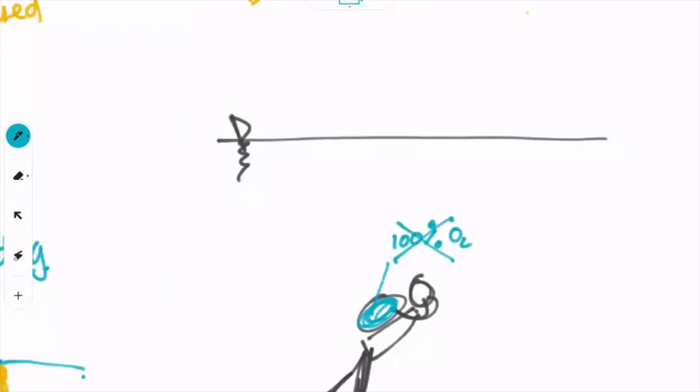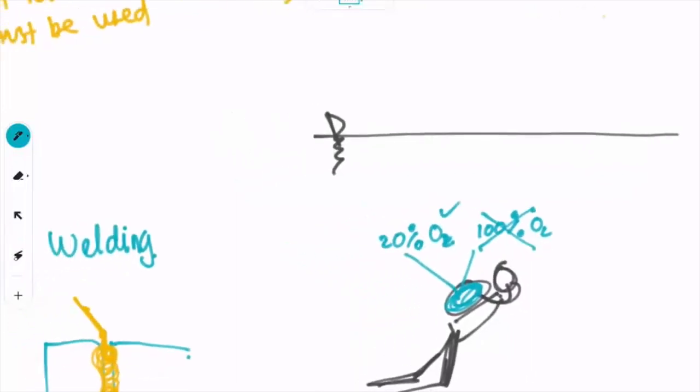How many percent oxygen? Maybe like 20? 20%. Yes, correct. Why 20%? It's similar to the atmosphere, the air. Because we are used to 20% oxygen. If we take too much, then we get sick. If we take too little, we get sick.